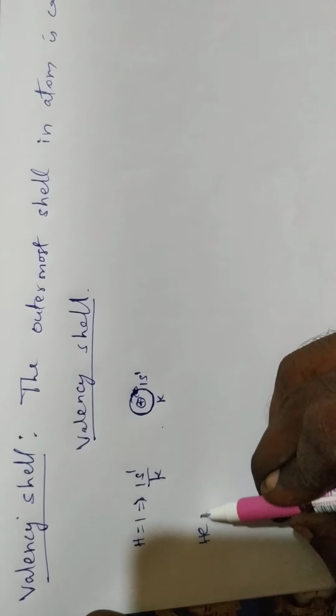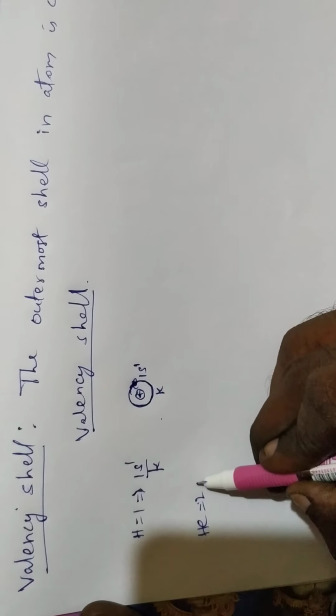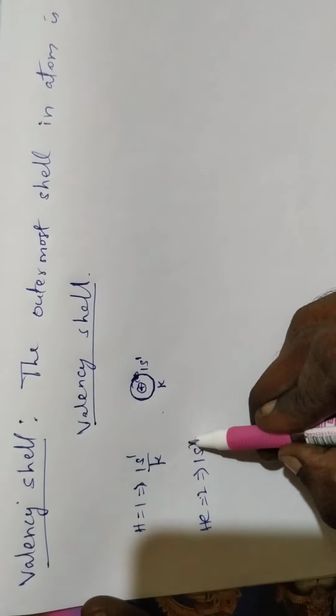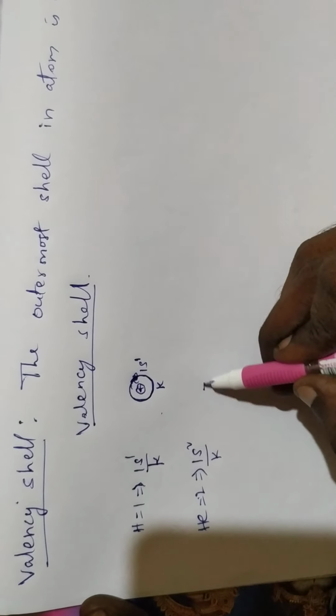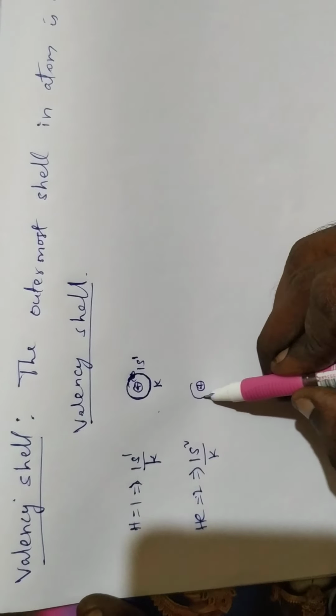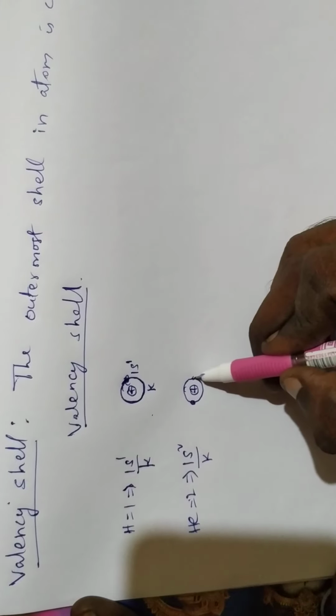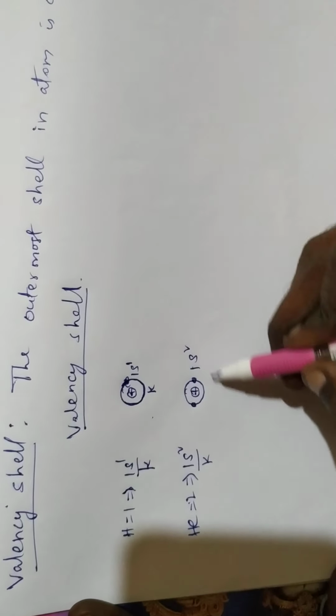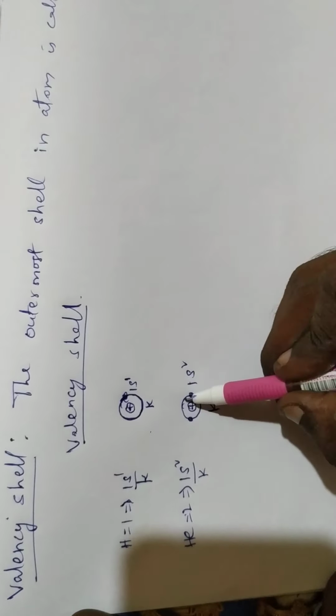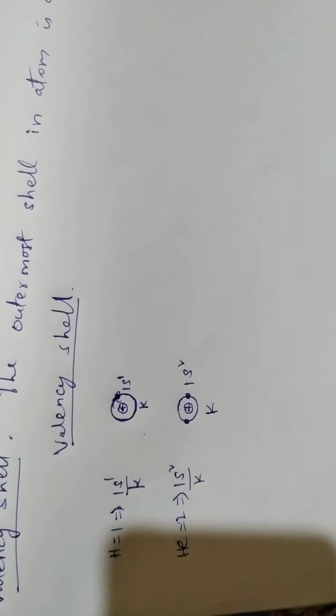Helium. Atomic number is 2. Electron configuration 1s2. It also has a K shell. This is the nucleus of helium. These are the 2 electrons of helium. 1s2 also has the K shell, 2 electrons. This is the valence shell of helium.